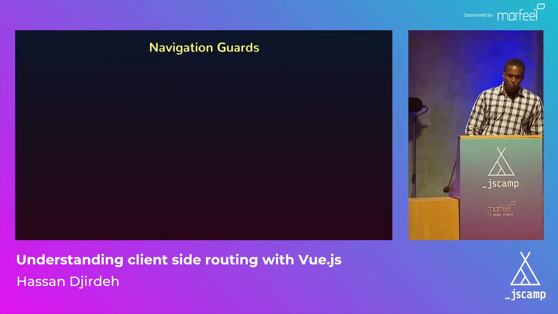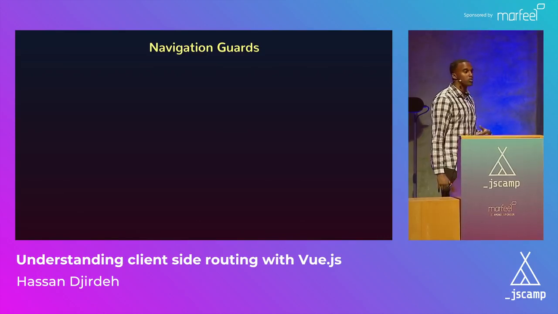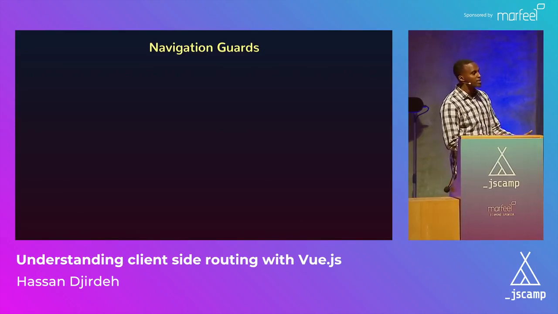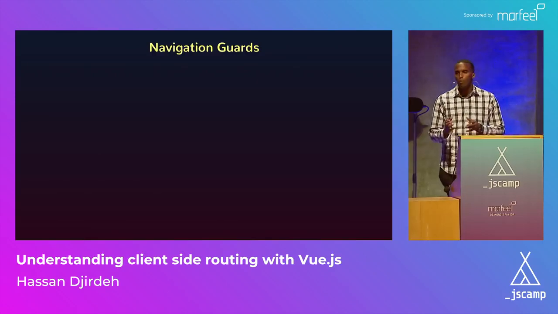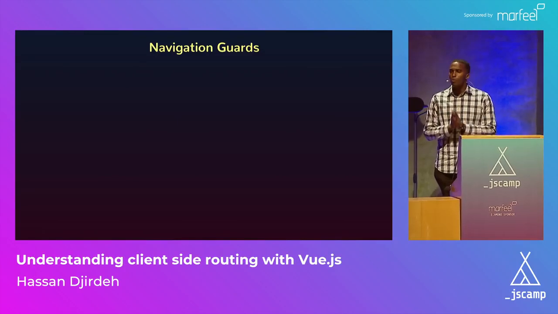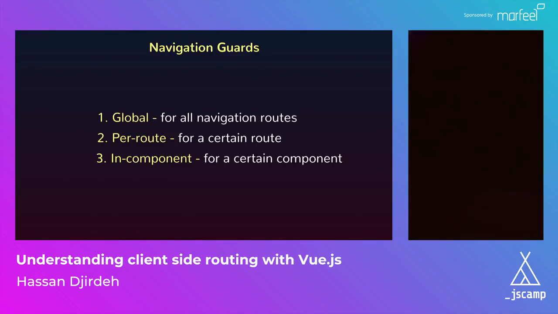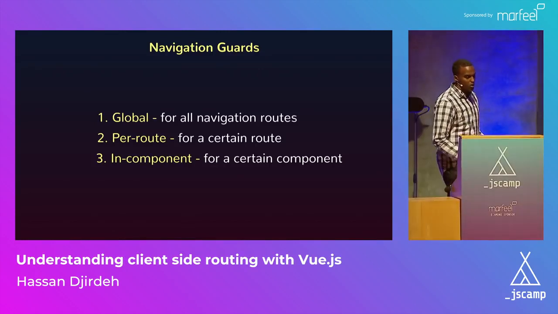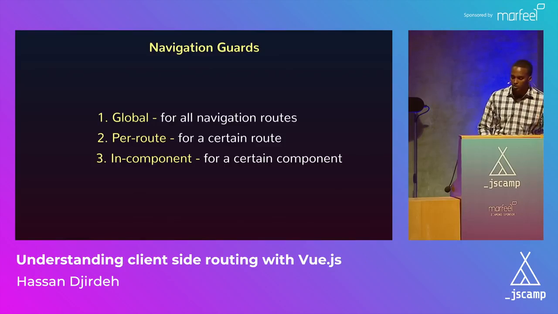And finally, the last thing we'll talk about very briefly is navigation guards. A navigation guard is an ability that allows us to guard navigations by either redirecting or canceling them. And it's really useful if you want to basically verify some form of authentication before allowing the user to actually navigate to certain protected routes. In Vue Router, there's three types of navigation guards: global navigation guards, per-route navigation guards, and in-component navigation guards.